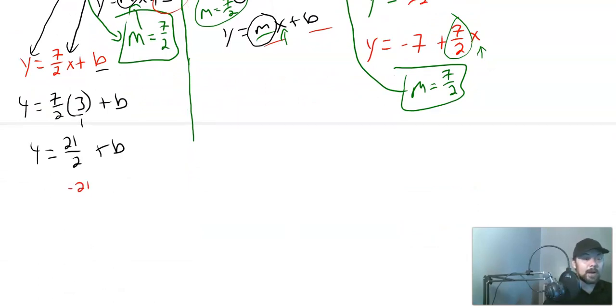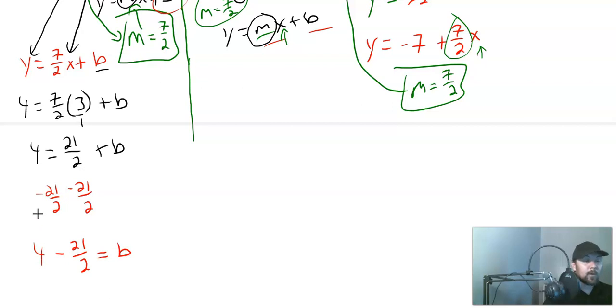Solve for b by subtracting the 21 over 2 to the other side. And because it's a fraction and we're dealing with a whole number here, we're going to have to take our time with it. Or if you have a calculator that does it for you, that's great. Plug that in your calculator and you're going to be all set. But I'm just going to write it out and do this by hand. So I subtracted the 21 over 2 to the other side.